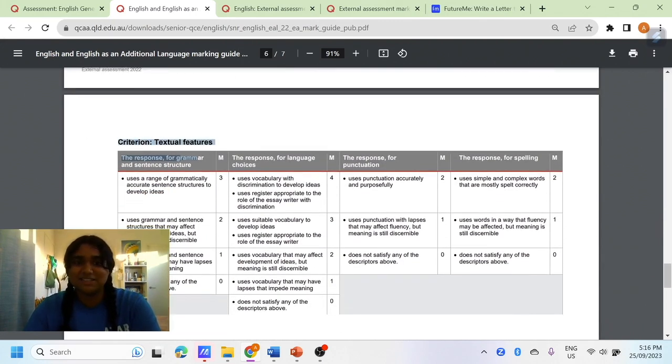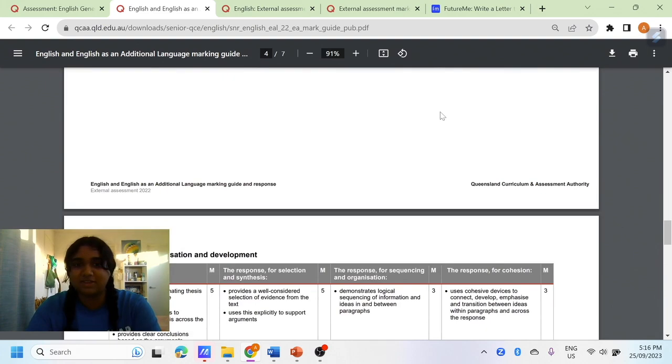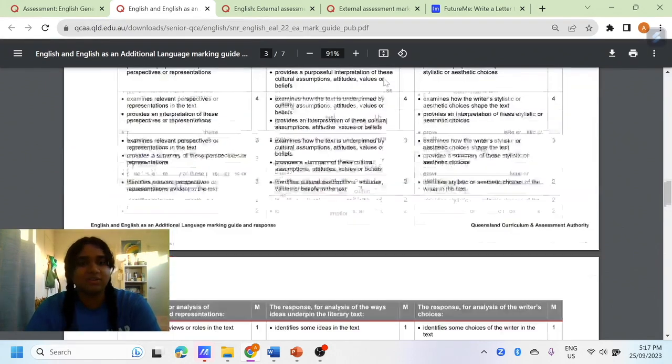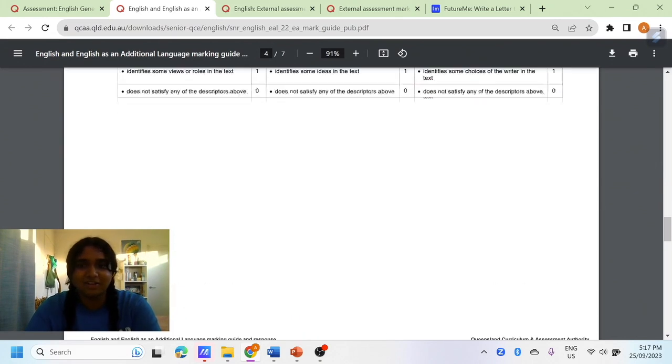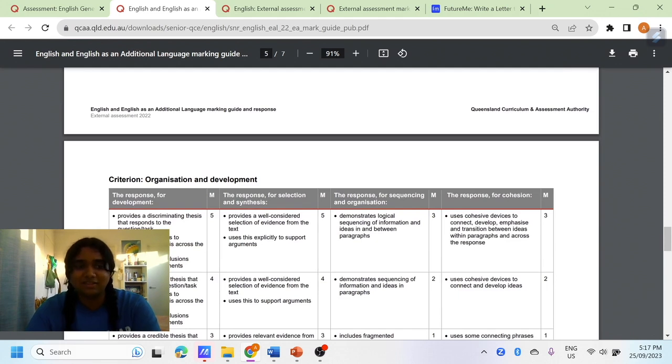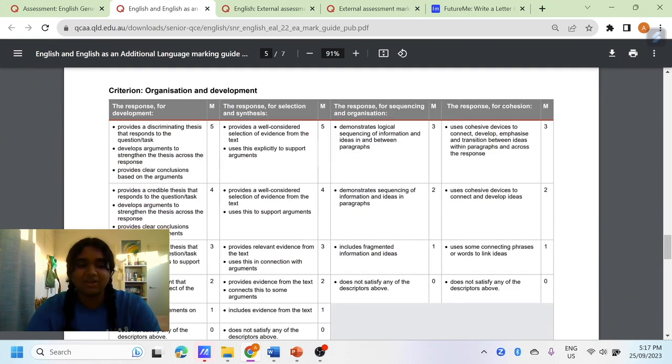Criterion number 3 is the textual features. So this is just making sure that your grammar, language choices, sentence structure is all accurate and correct. Notice that the amount of marks allocated towards this section is a lot lower than the marks for the other sections. So even if you still develop a very well analyzed response that isn't totally grammatically correct, it's better than getting something that is grammatically correct but underdone in terms of analysis.